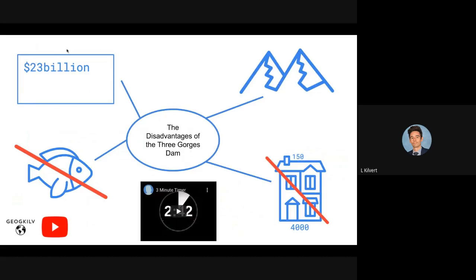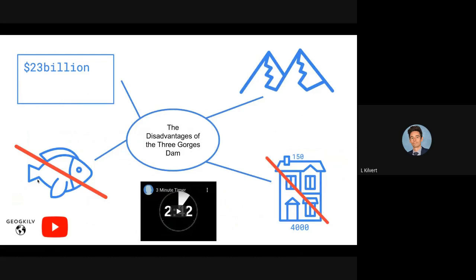So my first disadvantage is that it cost a lot of money, 23 billion. It caused landslides, which meant that people lost their homes. It caused the destruction of 150 towns and 4,000 villages. And because the sewage couldn't flow, it destroys lots and lots of wildlife.